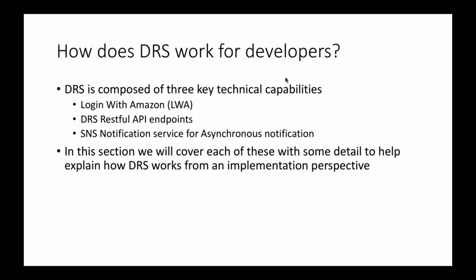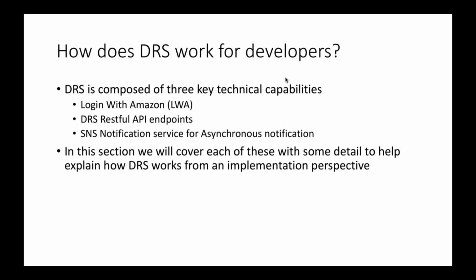The second piece of Dash Replenishment Service is the DRS RESTful API endpoints. We have a collection of API endpoints that are built to allow third parties to interact with the Amazon customer's account, such as place orders, and provide us updated status details about the devices that you build for your customers that your customers are using in the real world.